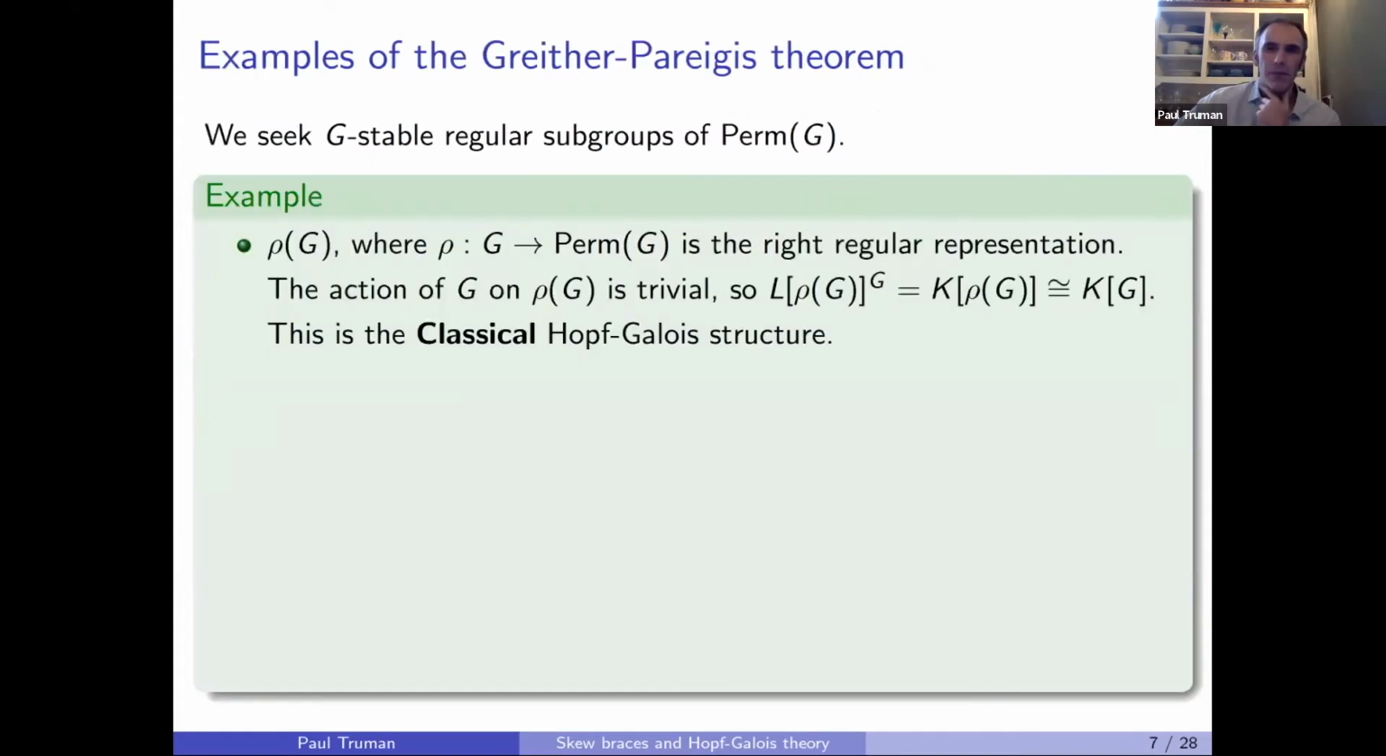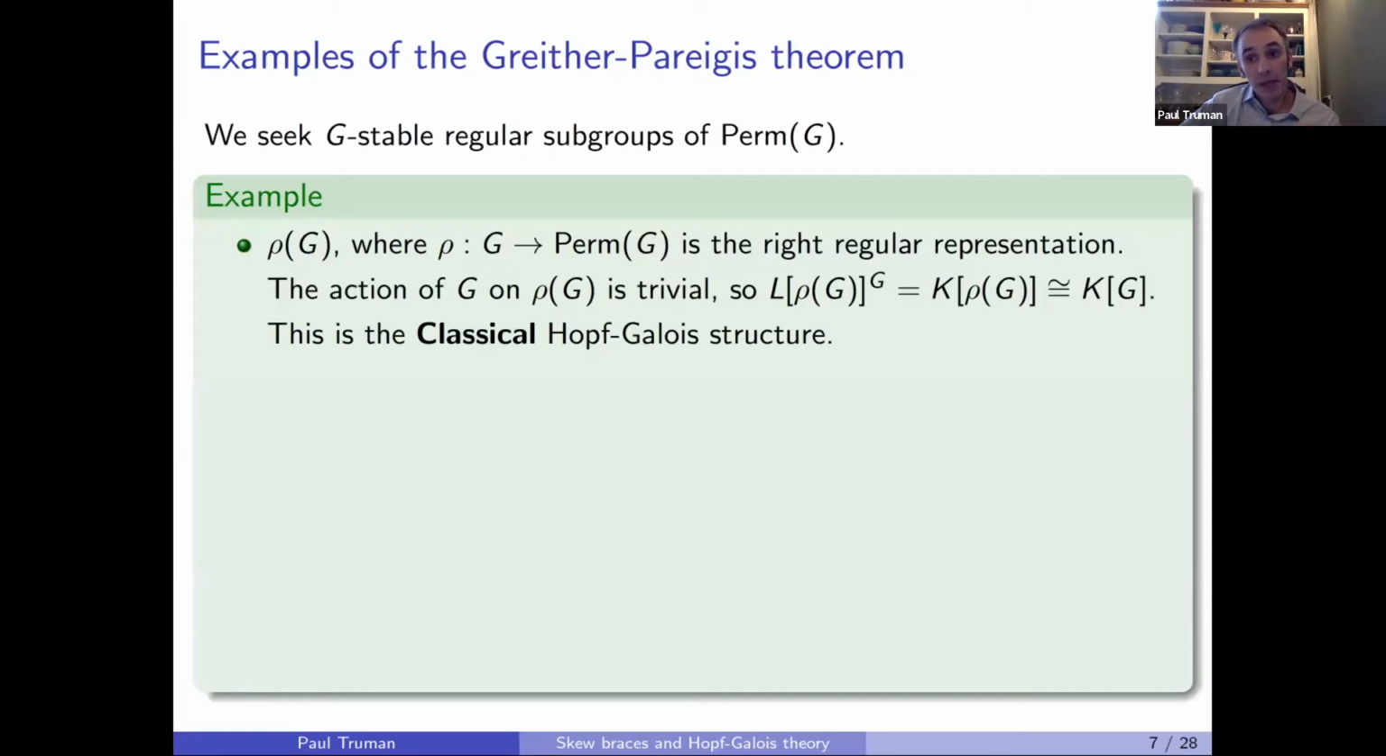So let me just whiz through a couple of examples. I'm sure these are pretty familiar. So as a reminder, for my fixed group G, which is supposed to be the Galois group of my extension, I'm after G-stable regular subgroups. Well, I suppose the most natural place to start would be lambda of G itself, but I'll do that second. The place I'm going to start is rho of G, the image of G under the right regular representation.